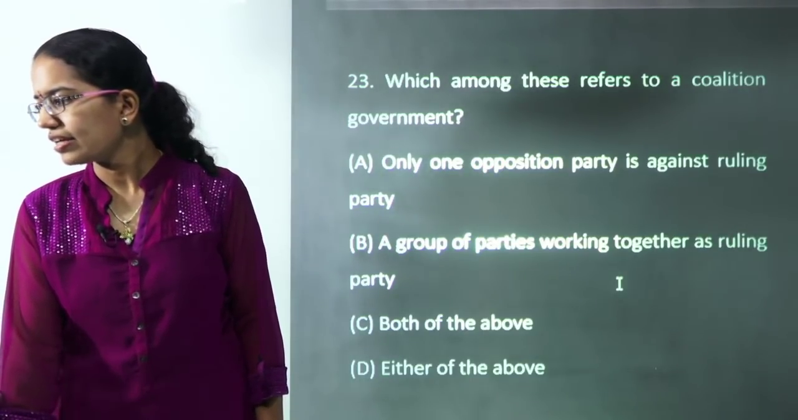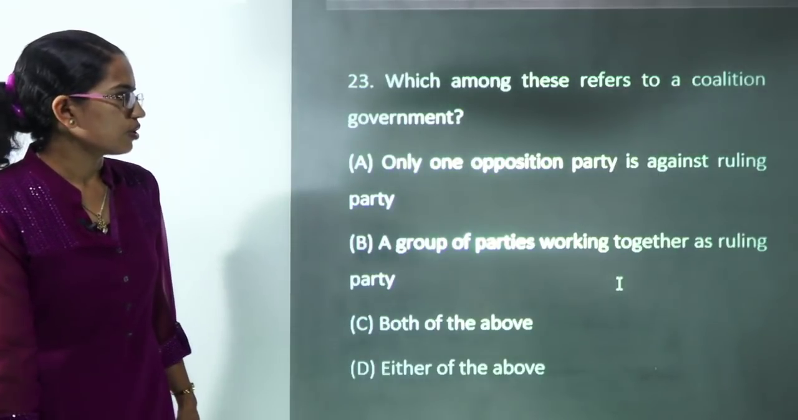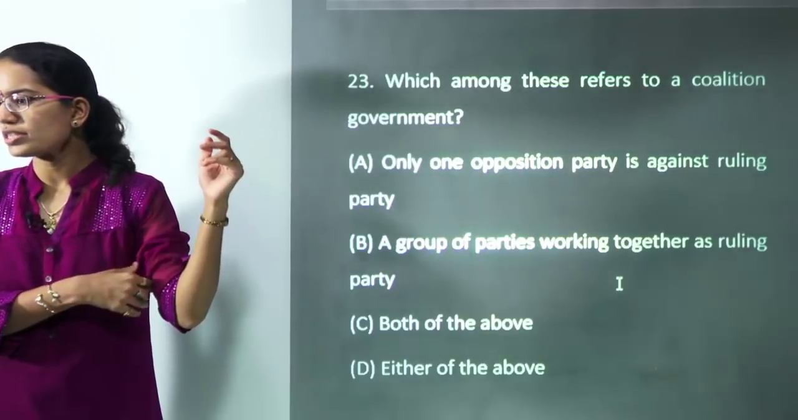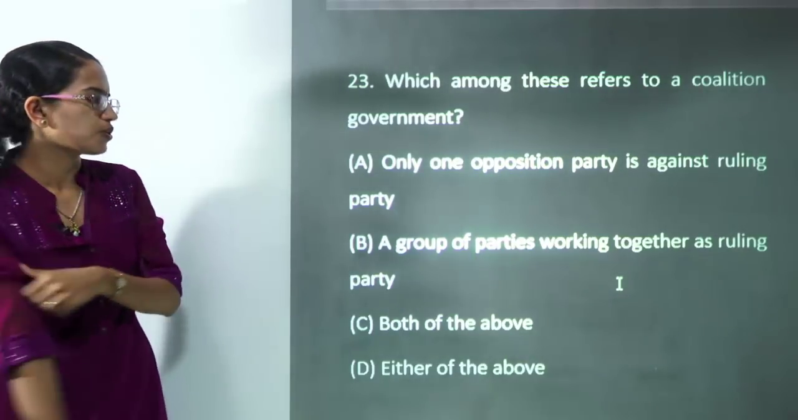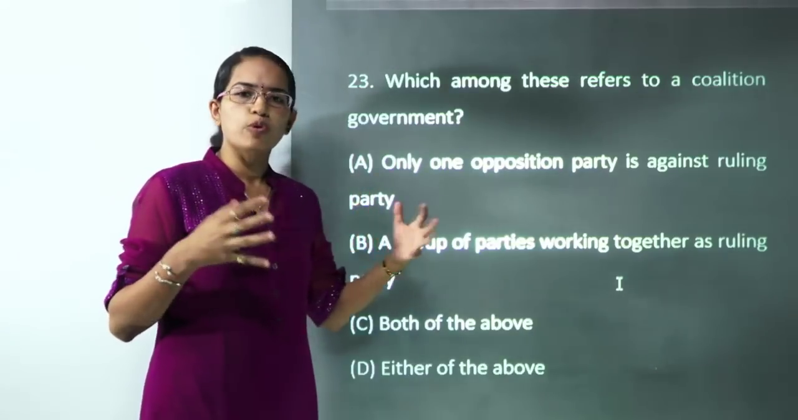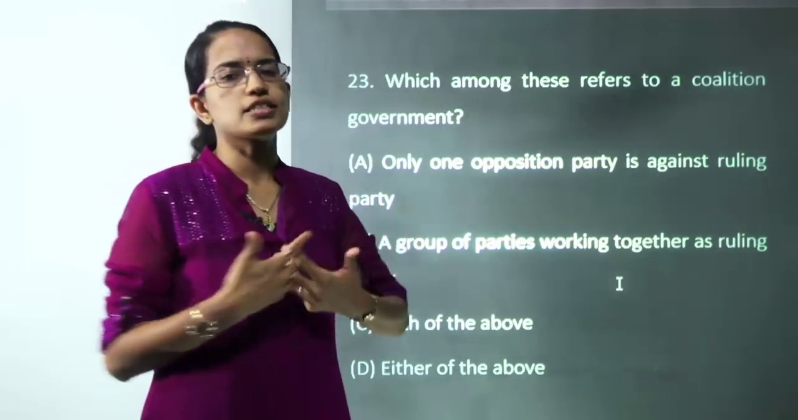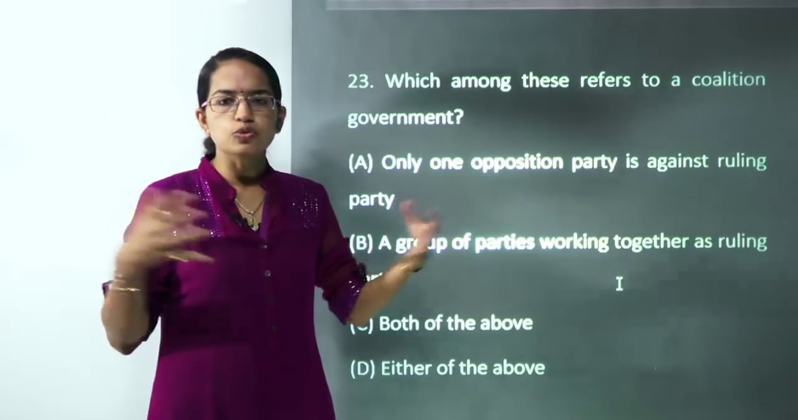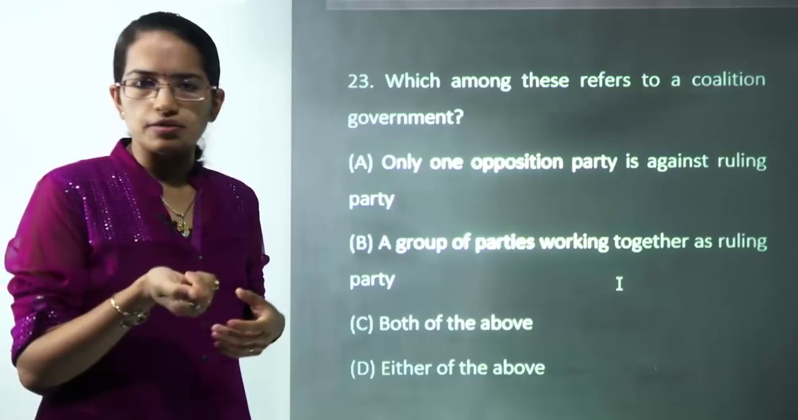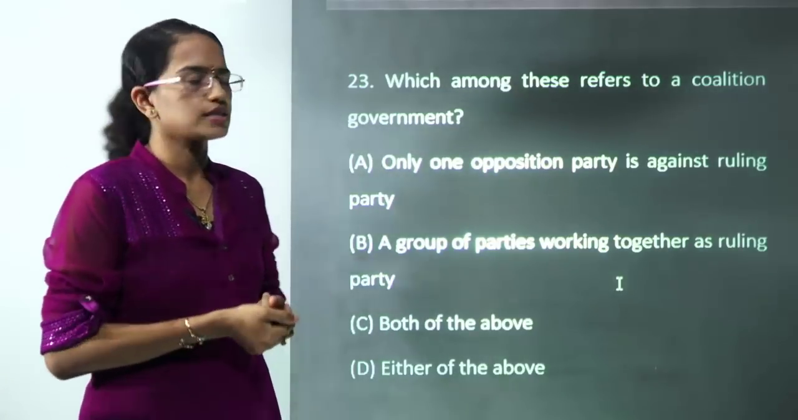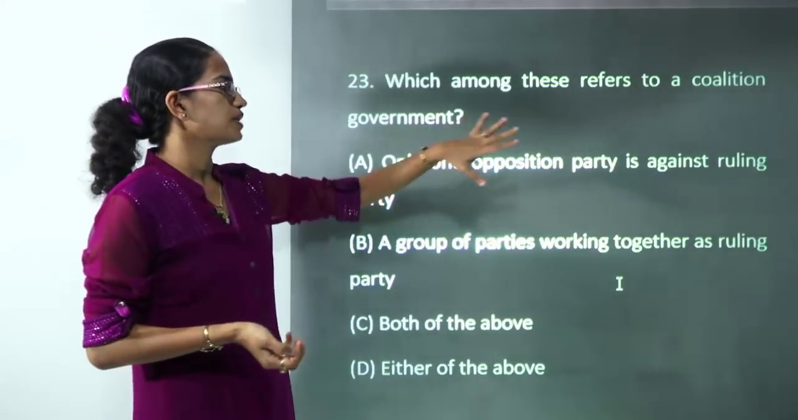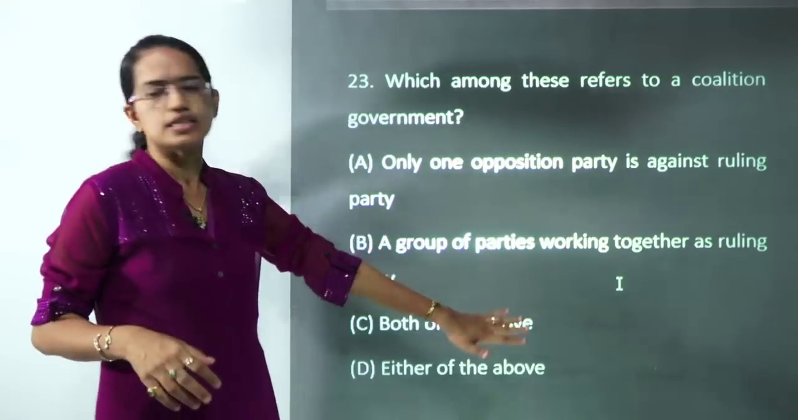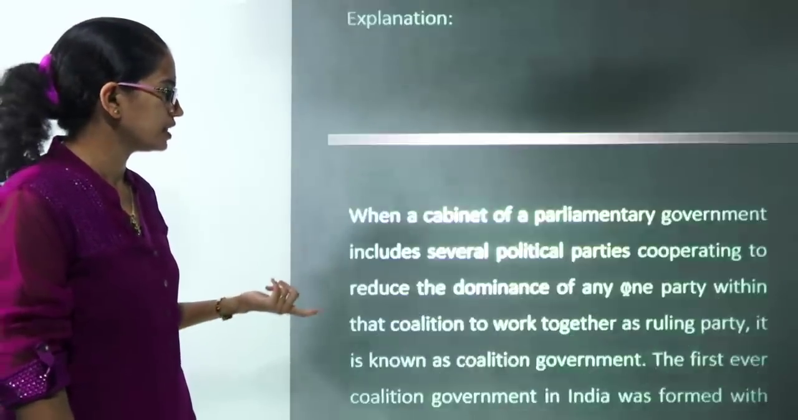Question number 23, looking for correct answers. B, okay, great. So Johnson, Manvi and a lot of you. So coalition is basically the coming together of more than one party. If one of the parties does not have an absolute majority in the election, two or more parties come together to form the government at the center level. The UPA government was a classic example of it. So you have various groups of parties working together as a ruling party, and that's what is known as a coalition government.